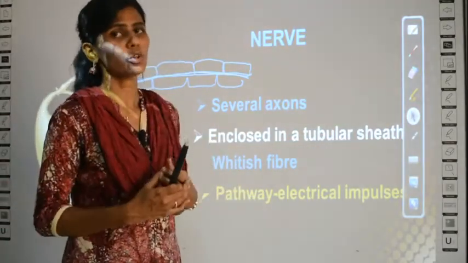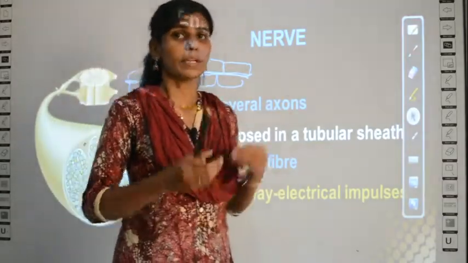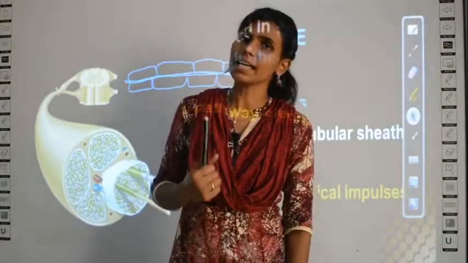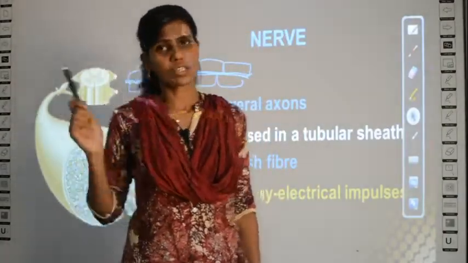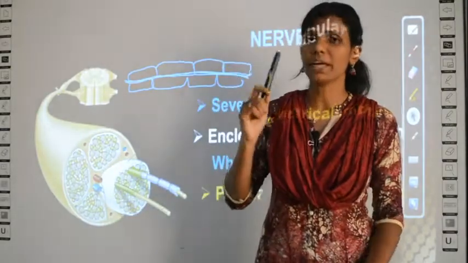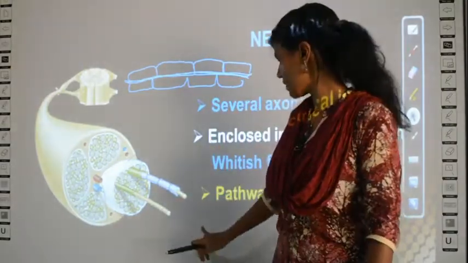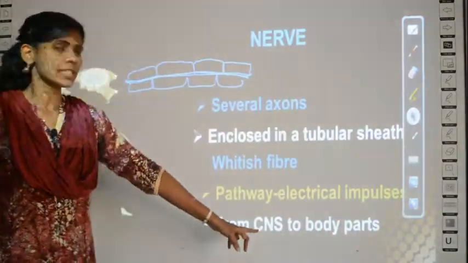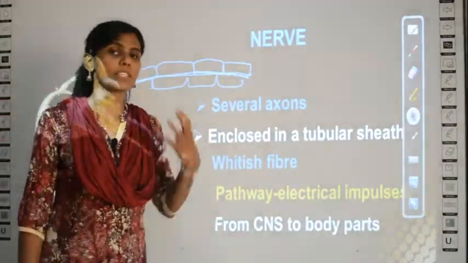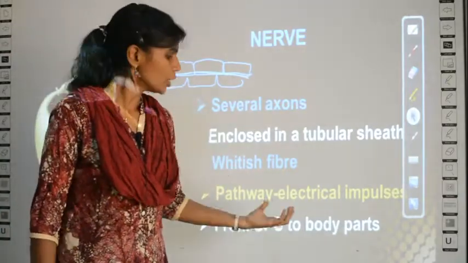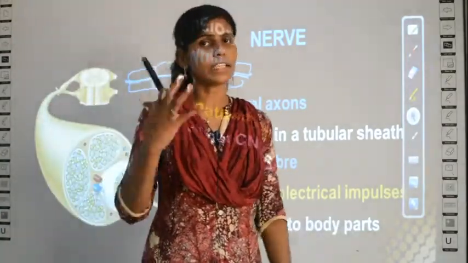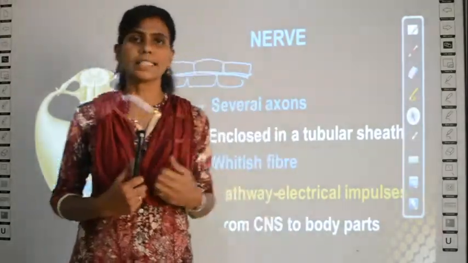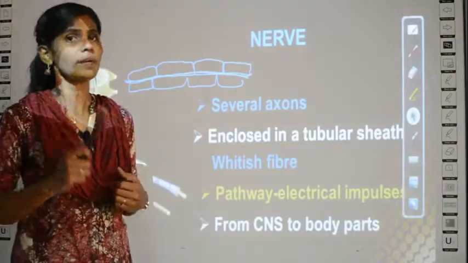Just like any other neuron, what is the function of the nerves? It is a pathway. It is a way through which the electrical impulses are transmitted, either from your body to the brain or from the brain to your muscles or glands. So, from where to where? From the CNS, that is the central nervous system, either from your brain or spinal cord, to all the parts of the body. The nerves are distributed. Why is it distributed? Just to carry the electrical impulses or messages from the brain.